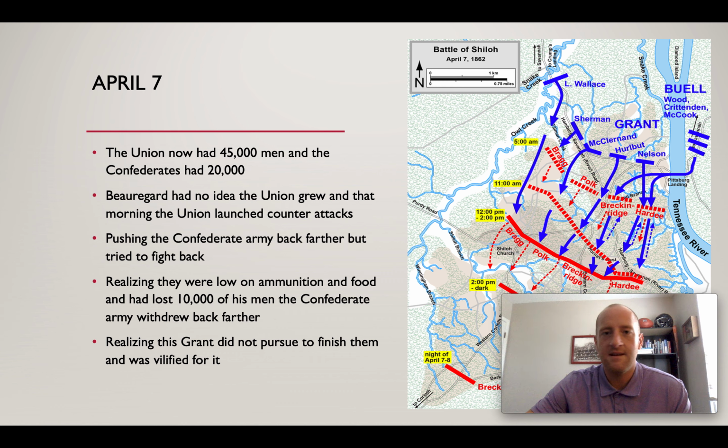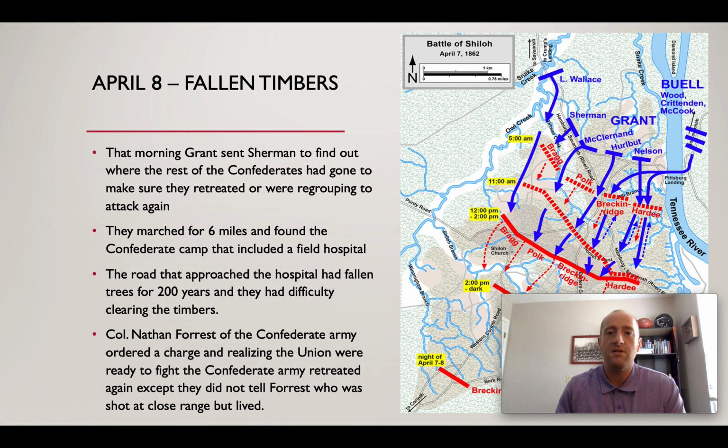Realizing this, Grant did not pursue them to finish them off. And he was really vilified by the Union people because he didn't do that. But what he did is on April 8th, he sends Sherman to find out where they are. Where did the Confederates go? Are they retreating? Were they regrouping for another attack? And Sherman and his men marched about 6 miles and found the Confederates and a field hospital. Now, the road getting there had trees fallen all over the place, and it took a while for them to finally get through.